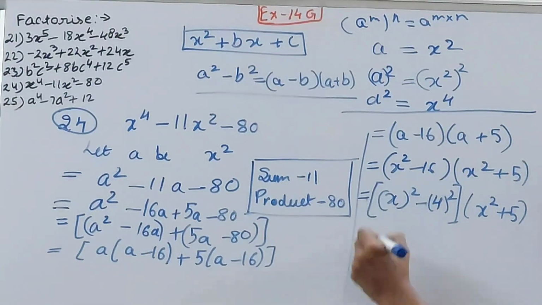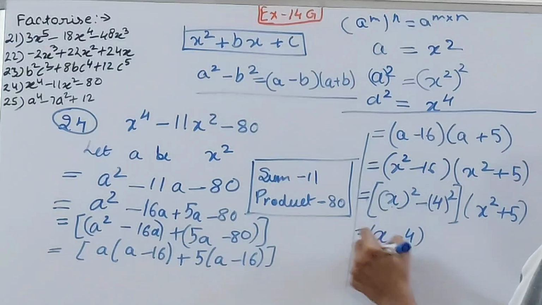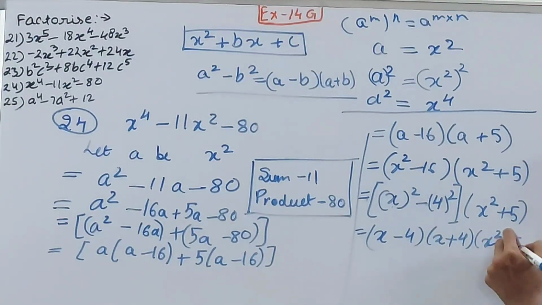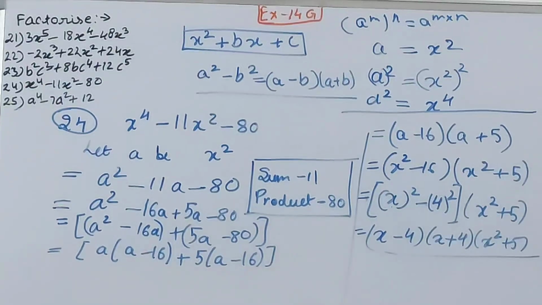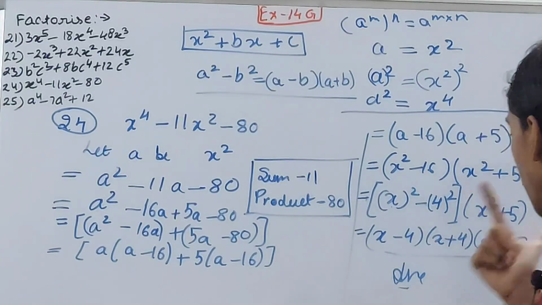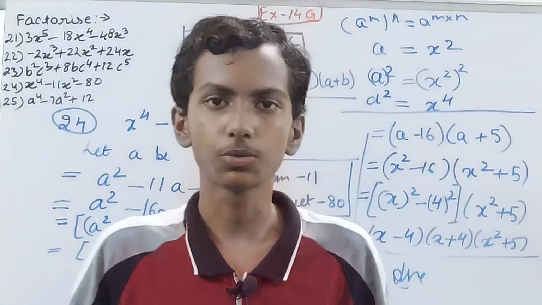Now come to this part. We can use the identity now. A minus b, a plus b: x minus 4 into x plus 4 and x square plus 5, right? Now you might be thinking this question is finished, and yes, it is finished. So this is your final answer, right? X minus 4 into x plus 4 into x square plus 5. All right, now let us move on to the next question.